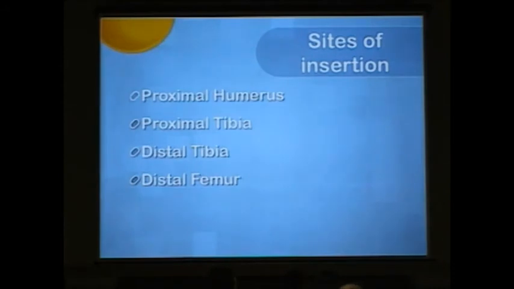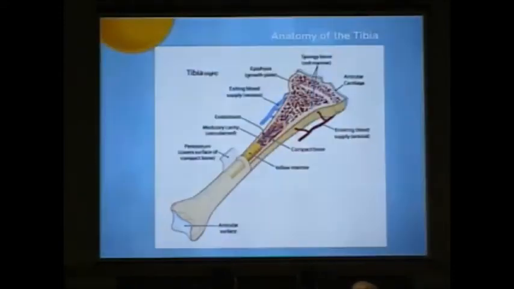There are several FDA-approved sites of insertion in the United States, and we usually put them in the proximal humerus, the proximal tibia, or the distal tibia. In Europe and other parts of the world, they're also using the distal femur, and this is very helpful in the small pediatric patient in whom the proximal tibia is not large enough, or you cannot feel the landmarks of the proximal humerus.